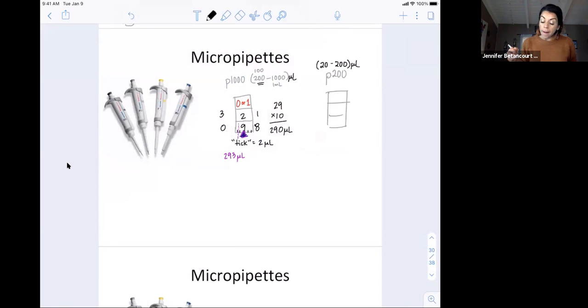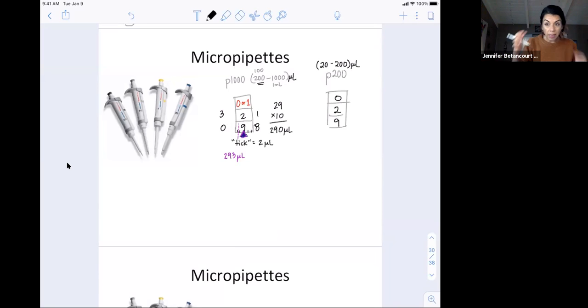And so the P200, none of the numbers are red, they're all black. So let's pretend it was set to the same exact thing. The way that you can tell the difference between a P1000 and a P200, besides looking at what's on the top of the pipette, is are there any red numbers? If the answer is yes, and it's the top number, then it's the P1000. If all the numbers are black, you know it's a P200. Okay. And this uses different tips than a P1000.